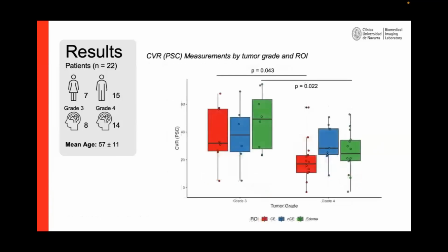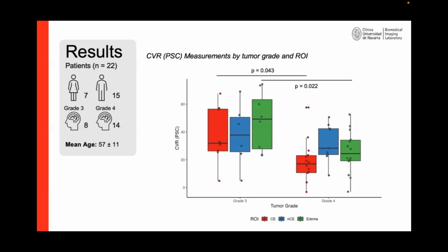But if we take a look at this graph, we can see the obtained CVR values, measured as percentile of signal change, for each of the ROIs and the 2 subgroups of tumor grading. And we can see there is a statistically significant difference between grade 3 and grade 4 in the contrast enhanced mask and edema mask for the CVR. In general, CVR values are lower in grade 4 than in grade 3.